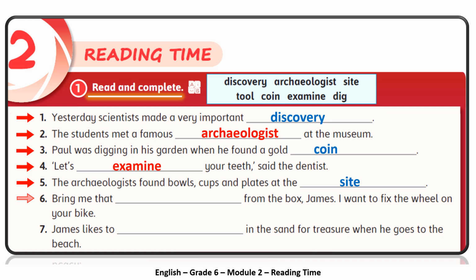Number 6. Bring me that tool from the box, James. I want to fix the wheel on your bike. Number 7 and the last one. James likes to dig in the sand for treasure when he goes to the beach.